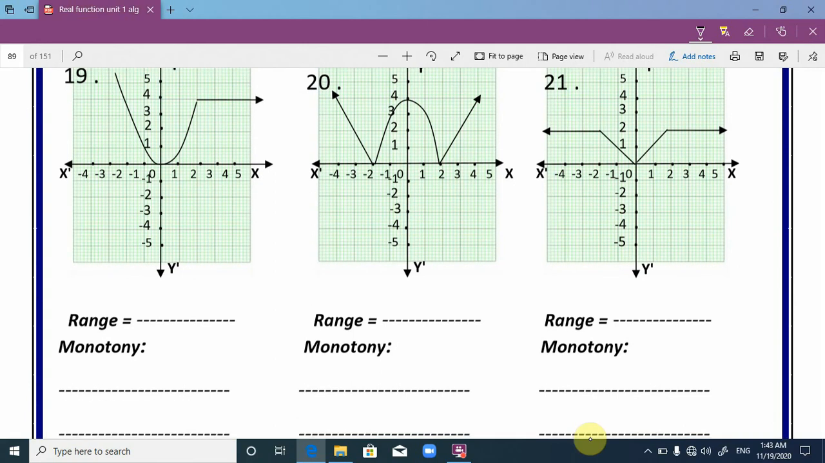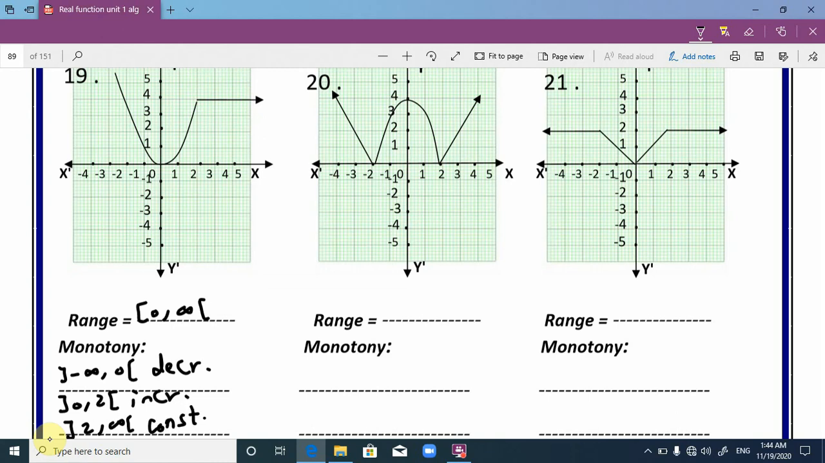The range here from 0 on the y-axis to infinity, and from negative infinity to 0, the f is decreasing, and from 0 to 2, the f is increasing, and from 2 to infinity, the f is constant. Range here from 0 closed to infinity because this ray has no end to infinity, with the least value of y being 0, so 0 to infinity.